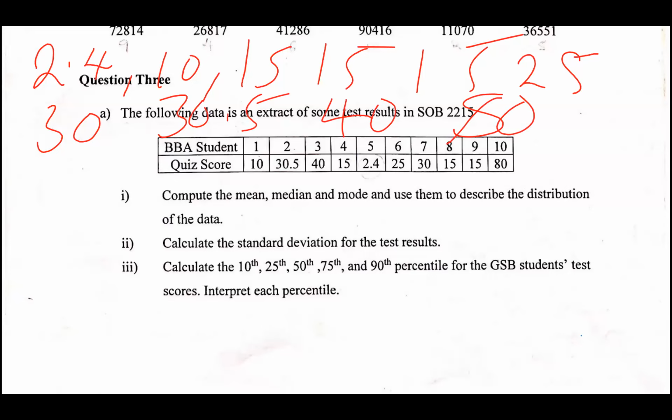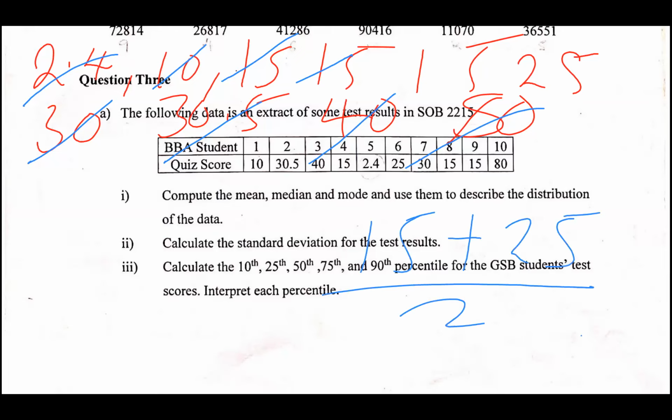That's how to arrange them. Now, we need to find the median, isn't it? So we can strike this one, this one, that one, this one, and that one, so that this one goes with this one. So we'll have two numbers. We'll have 15 plus 25 divided by 2. But if there were 11 numbers, we would pick the middle one, right? Yes.